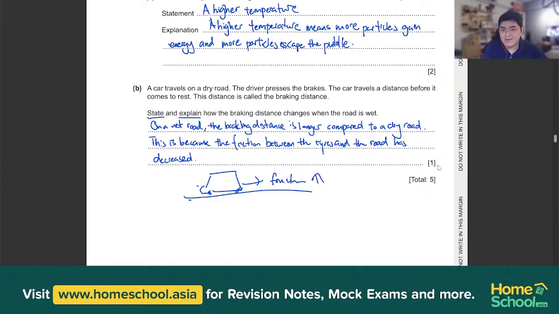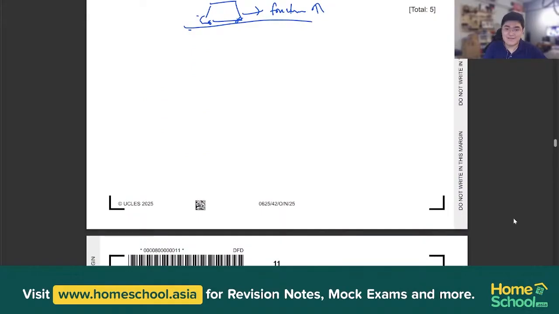So yeah, quite a lot to write just for 1 mark. So you have to state and explain. So the statement is, on the wet road, the distance is longer. The explanation is, this is because the friction between the tires and the road has decreased. All right, so we need to state and explain to get this 1 mark. All right, okay.